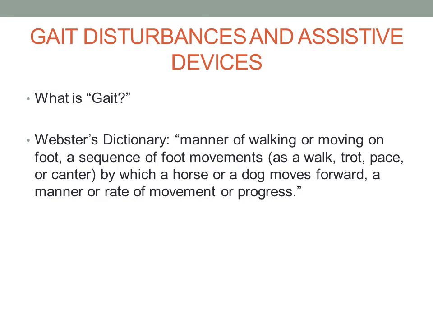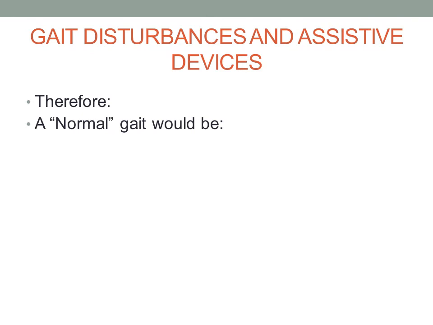Webster says, number 1, that gait is a manner of walking or moving on foot. Number 2, gait is a sequence of foot movements, such as in a walk, a trot, a pace, or a canter, by which a horse or a dog moves forward. And number 3, Webster says that gait is a manner or rate of movement or progress.